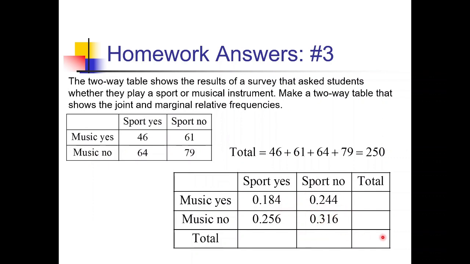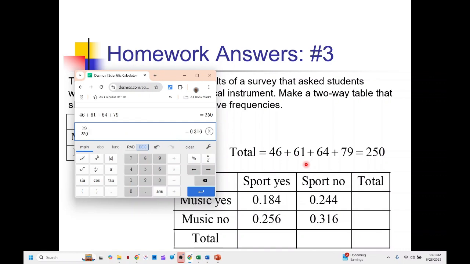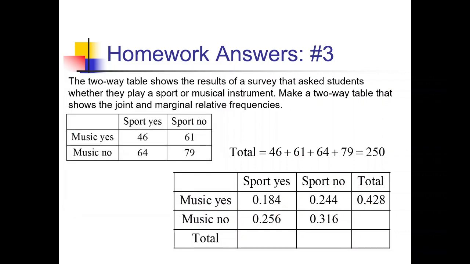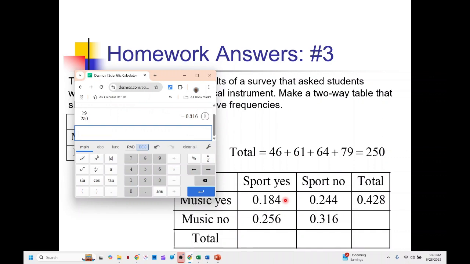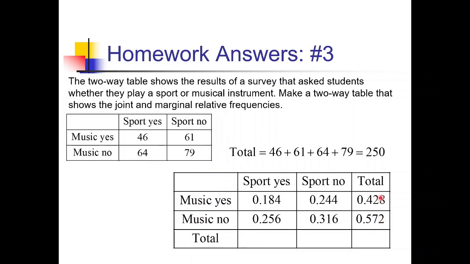We'll see that as we do the marginal relative frequencies. Let me do the ones on the right side first. So we do 0.184 plus 0.244, and that comes out to 0.428. Next up, 0.256 plus 0.316 is 0.572. And if you do a little quick addition, you should get these to add up to 1.